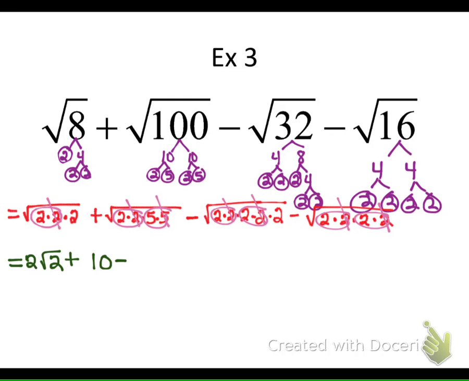So I move, what's going to be my coefficient? 2 times 2, which equals 4. And then what's my radicand? 2. And then what operation sign do I bring down? Minus. Okay. And again, the square root of 16, both of my numbers canceled the square root sign, meaning the square root of 16 is a perfect square. So if I move both of these 2's to the outside, 2 times 2 is 4.